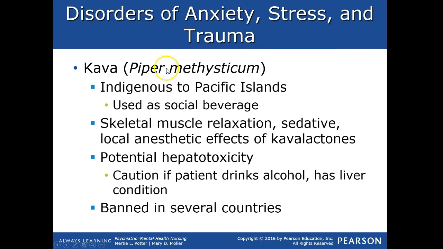Disorders of anxiety, stress, and trauma: some of the medications that are on the table that we talked about. Here's kava. It's indigenous to the Pacific Islands. It's used in a social beverage. It's a skeletal muscle relaxant, a sedative, with local effects similar to kavalactones, potential hepatotoxicity, which means it's hard on the liver, and it's banned in several countries.